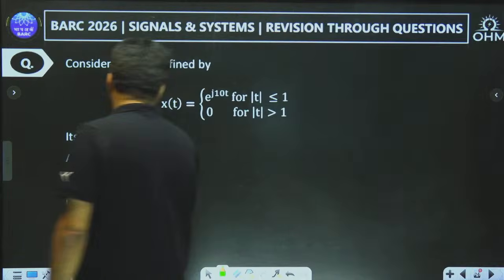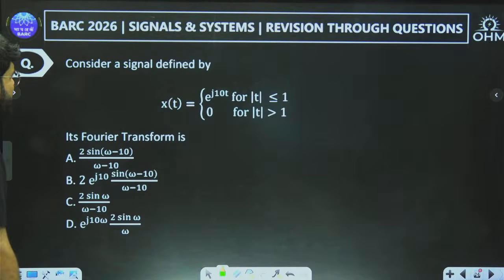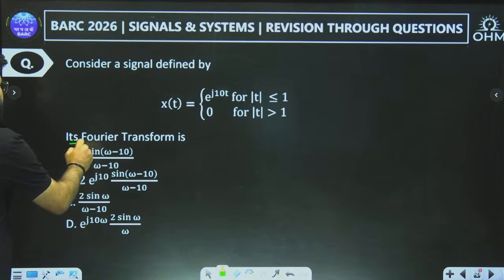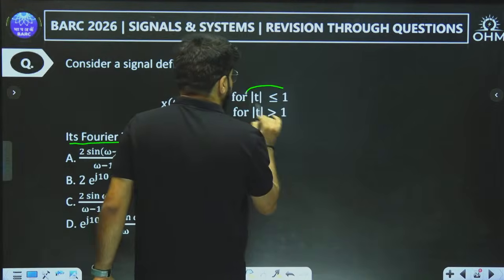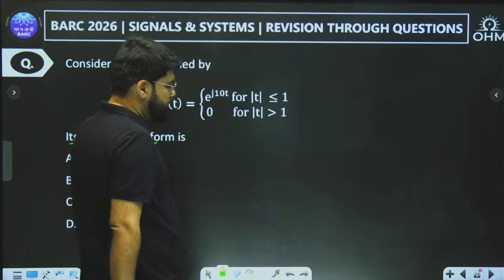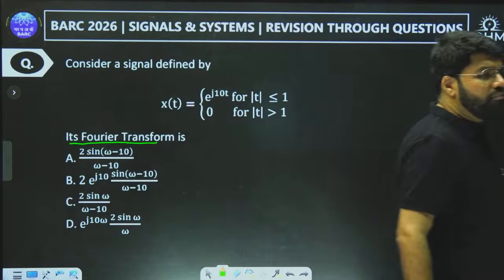Consider a signal defined by x of t equal to e power j10t for mod t less than 1 and 0 for mod t greater than 1. What is its Fourier transform? A signal defined only for mod t less than 1.